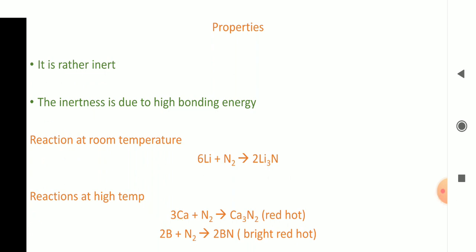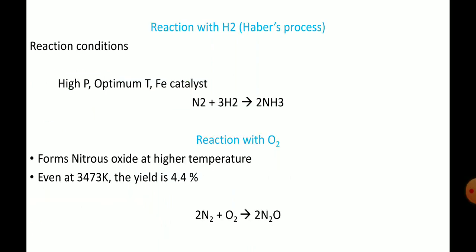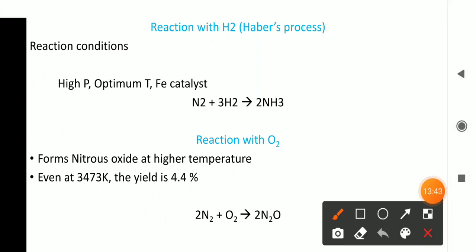Okay, now look at the next chemical property, that is reaction with hydrogen. Reaction of nitrogen with hydrogen is given by the term Haber's process. Okay, it's a very important process. In the industries this method is followed to prepare ammonia.